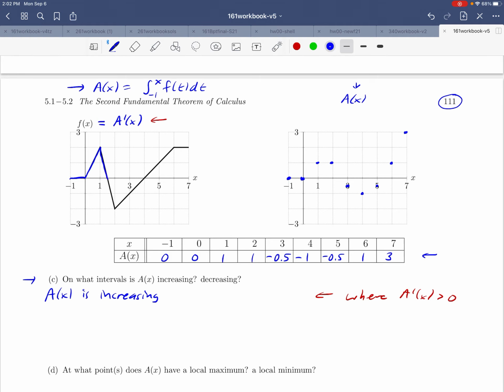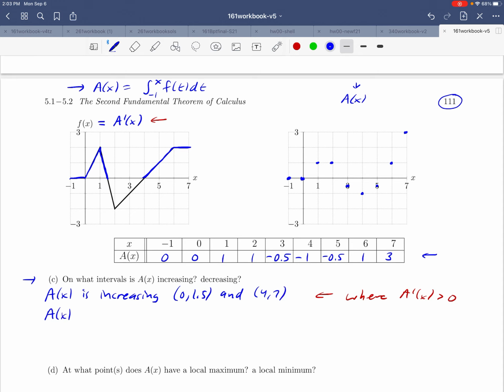Notice that this stretch from -1 to 1.5 we're above, and then again from 4 to 7, there's another stretch that's above. So those two intervals should be the intervals where a of x is increasing. 0 to 1.5 and 4 to 7.